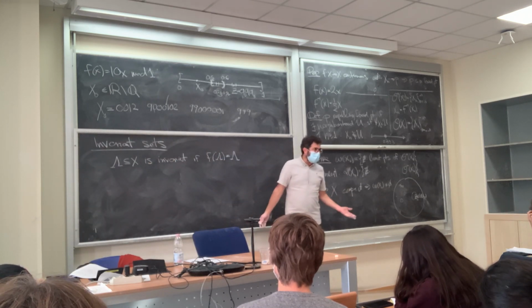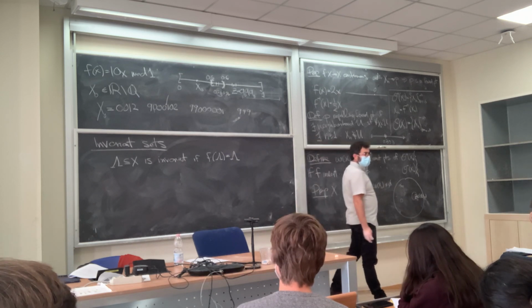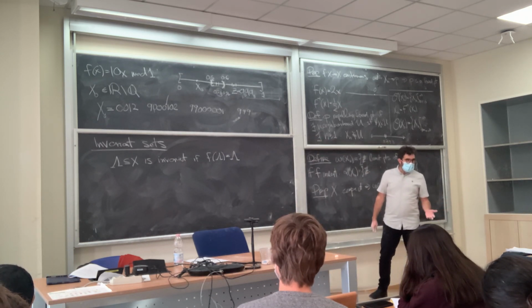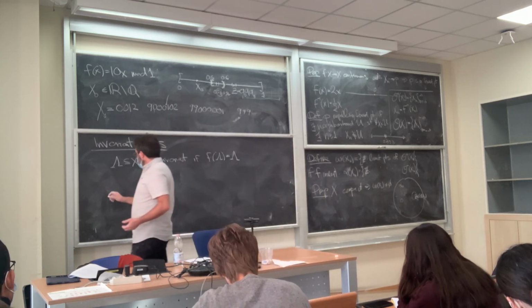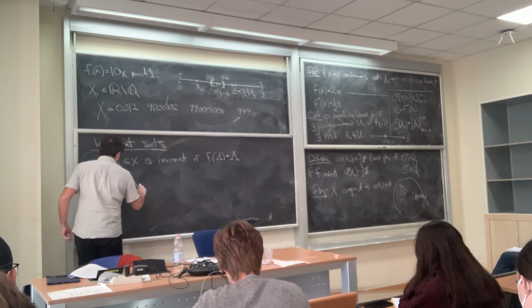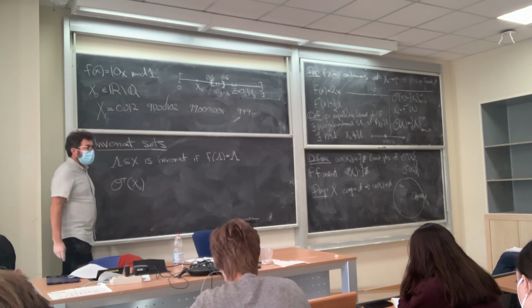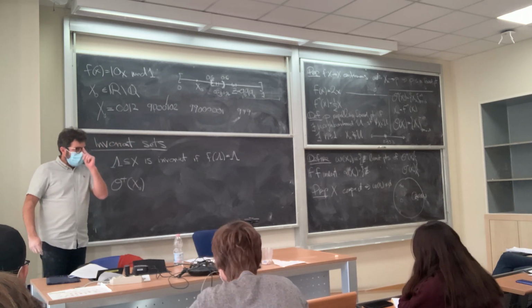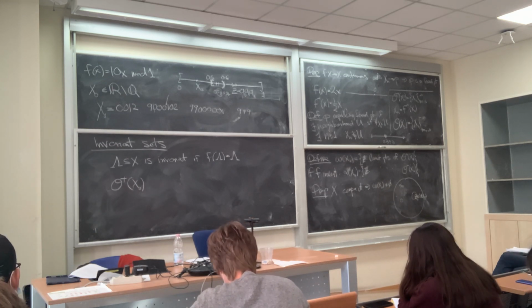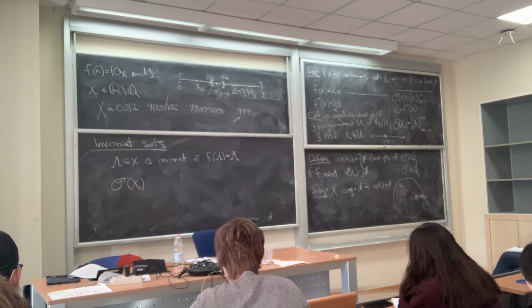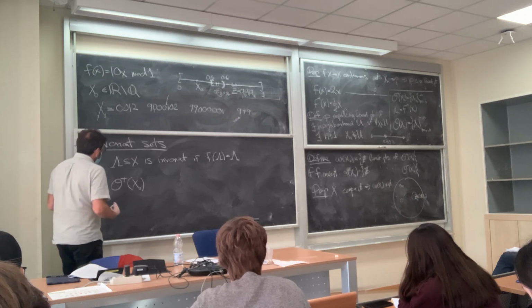Examples of invariant sets, obvious ones: a fixed point, a periodic point. What about the orbit? Is this invariant? Yes, it should be invariant. But think about it carefully.